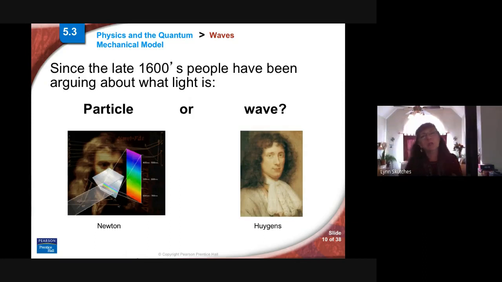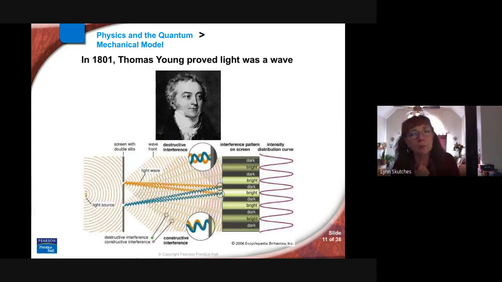And there were different experiments that you could use to prove either particle or wave. The most famous experiment at the turn of the 19th century, Thomas Young proved with his double slit experiment the wave nature of light. And so we're going to focus on waves. This is an experiment you will probably do if you take college physics.